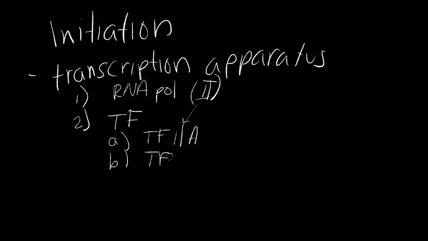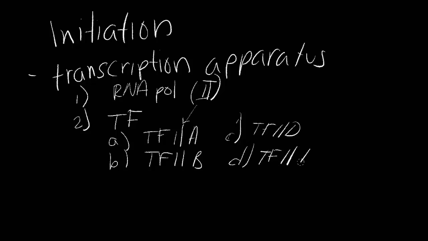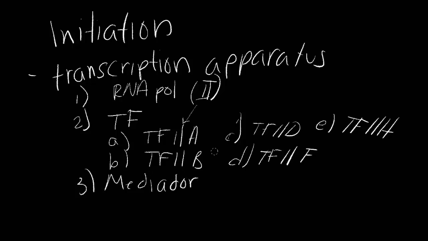We're going to need TFIIB. We're going to need TFII, can you guess it? D. No, it's not C. Ha. Tricked you all. Okay, so then we have TFIIF and TFII, can you guess it? H. Yeah, it's not G. Okay, so now that we have these different transcription factors, we're also going to need something known as a mediator. And this right here is going to be our transcription apparatus that is going to be necessary for the initiation.